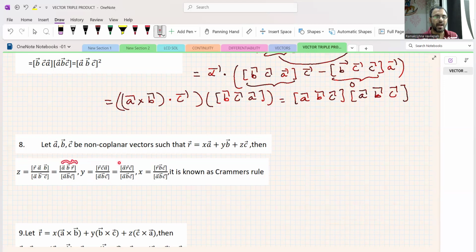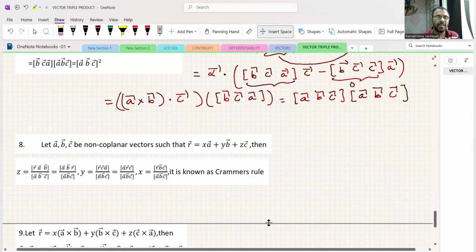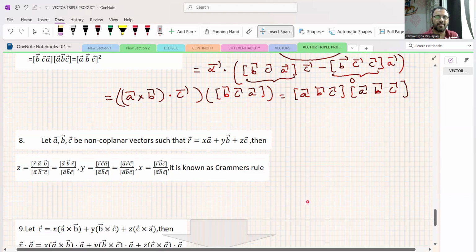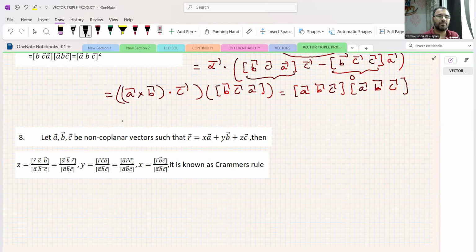R is moving. R is changing its position. Whereas the denominator, box ABC, is the same. This is nothing but Cramer's rule. It is very easy to prove.